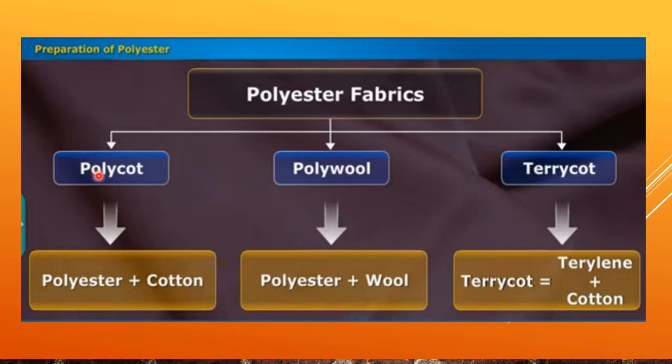Polycot is made by mixing polyester and cotton. Polywool is obtained by mixing polyester and wool. Also, terry and cotton are mixed for making terrycot. Polycot, polywool and terrycot are the three types of polyester fabrics that are mostly available in our market.